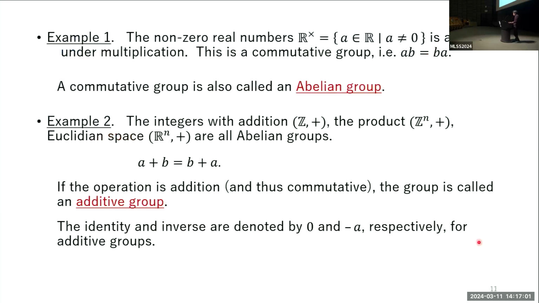Here are more examples. Okay, I have already explained, sorry. So the non-zero real numbers are a very simple example of a group under multiplication. The operation is just multiplication. This is very clear, right?